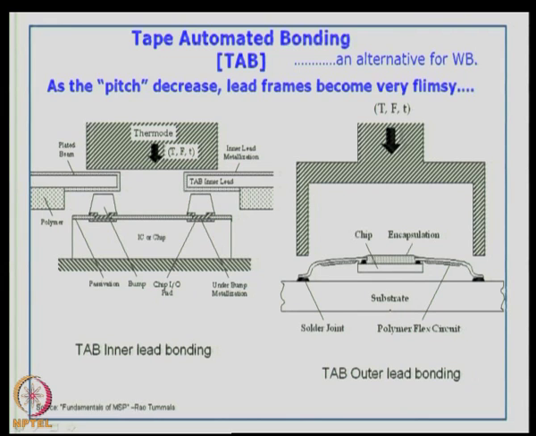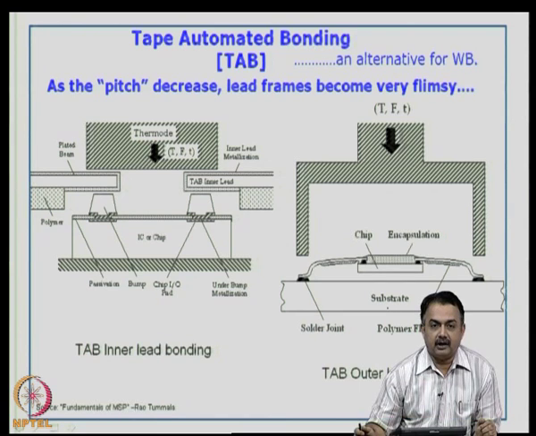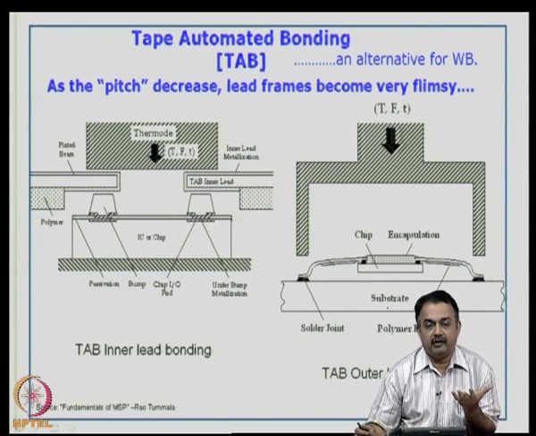Today, we are going to talk about some details about tape automated bonding methods, like we have seen for wire bonding. So, tape automated bonding is an alternative for wire bonding. As the pitch decreases, lead frames become very flimsy. So, basically you require some method to hold the lead frames.